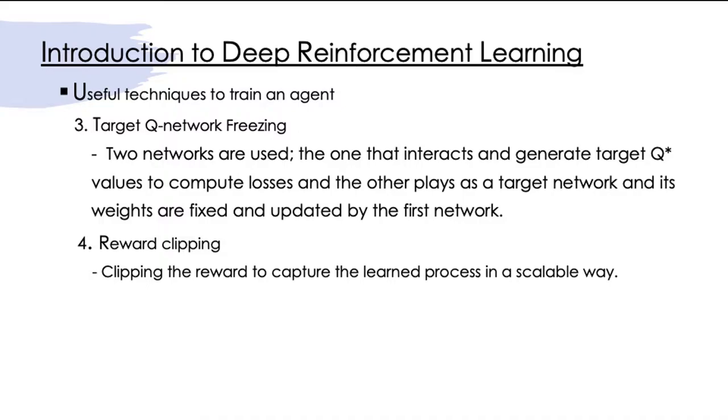Another technique to train an agent is target Q network freezing. Two networks are used: one that interacts and generates target Q values to compute losses, and the other plays as a target network, whose weights are fixed and updated by the first network. Reward clipping is the clipping of the reward to capture the learning process in a more scalable way.